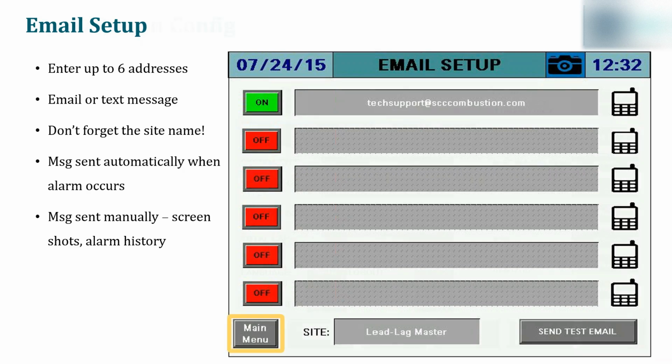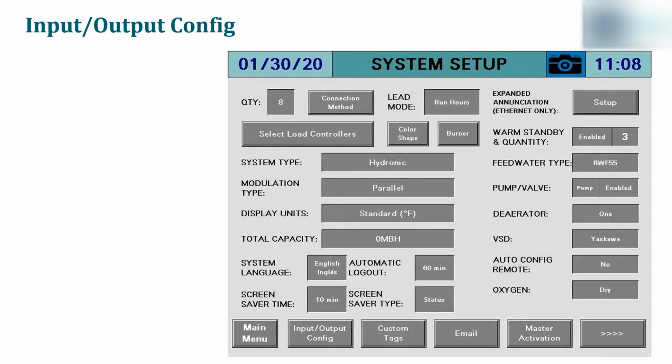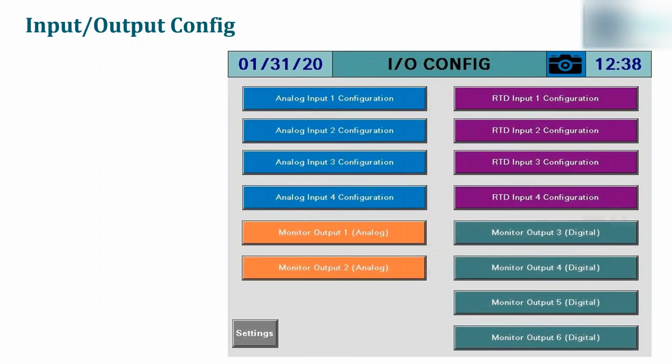So we click on our main menu. It'll take us back to our system setup screen. And then from here, we're going to go into our input and output config screen. So this button down here on the bottom left, once we click on that, it's going to take us to our IO config screen. Okay. And this is where we're going to configure all of our inputs.